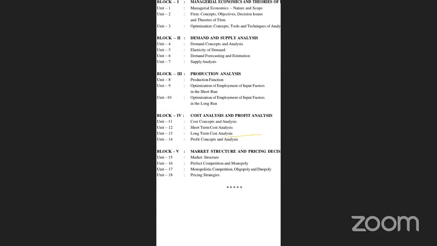So here in this fifth block, consisting of four units, we cover what is perfect competition, what is a monopoly, monopolistic competition, oligopoly, and duopoly. Given all these different types of market structures, how the pricing strategies are adopted by them is understood, so as to understand the present status of your own firm and fit them accordingly.